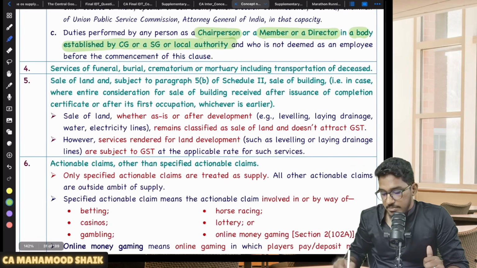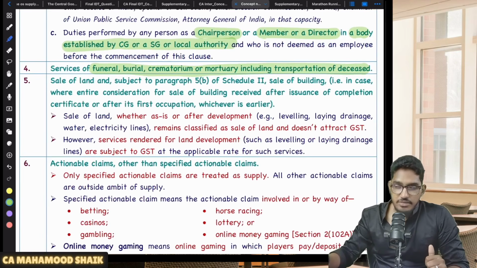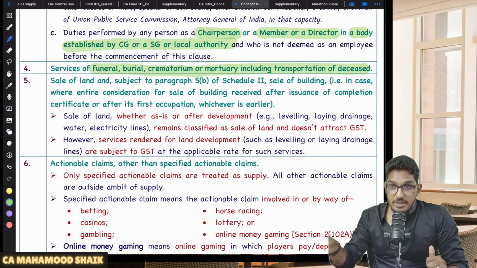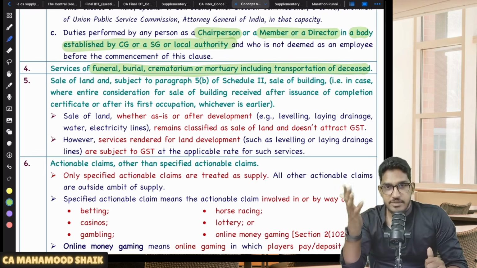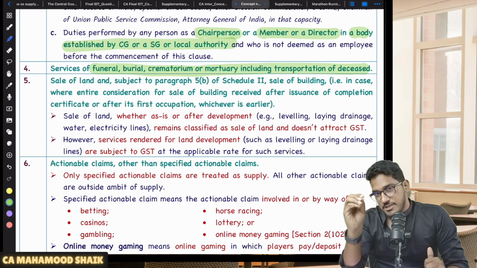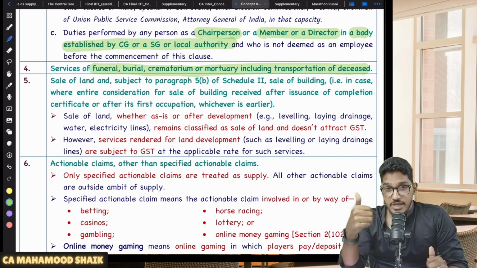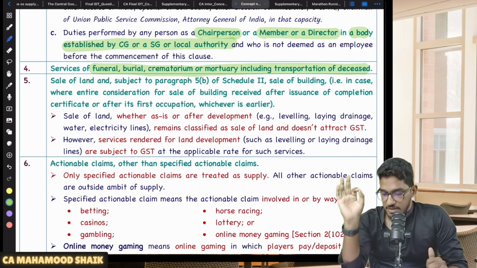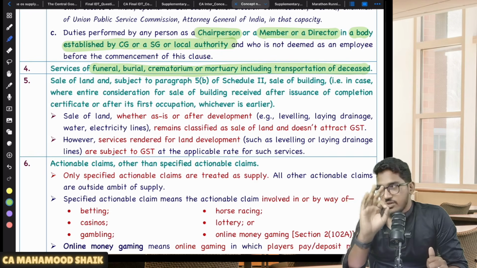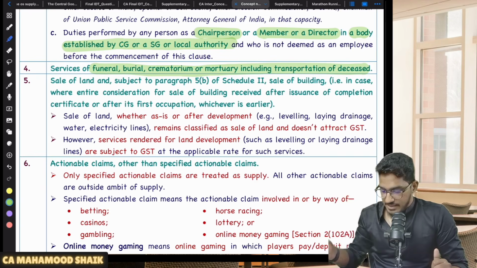Next activity which will not be treated as supply: services of funeral, burial, crematorium, or mortuary, including transportation of deceased. See, from the day a person is born till the time he expires, you are harassing him by collecting GST. At least when he dies, let him die in peace. Even after the person has expired, there will be some crematorium services, burial services, mortuary services, and the deceased person has to be transported. On that, the government told we don't want GST on it. We have harassed you enough when you are alive. At least when you have expired, on services related to funeral, burial, crematorium, mortuary, including transportation of deceased, we don't want GST. We don't want your curse even after you have expired. So that's why this activity will not be read as supply.